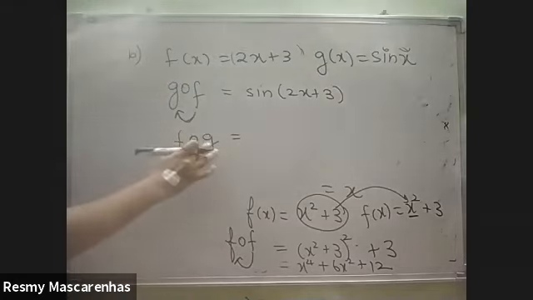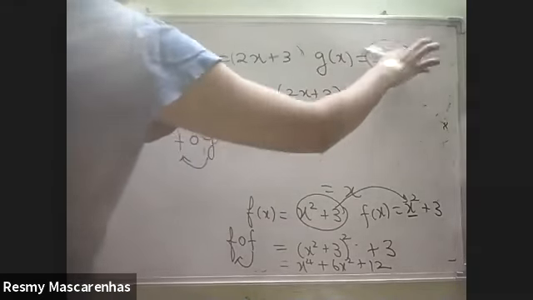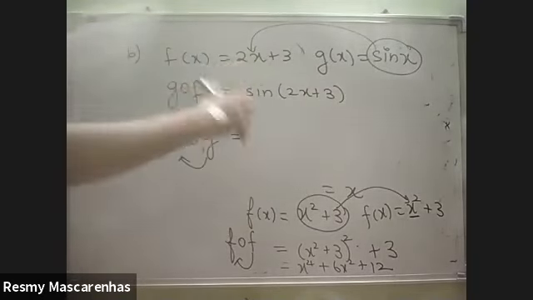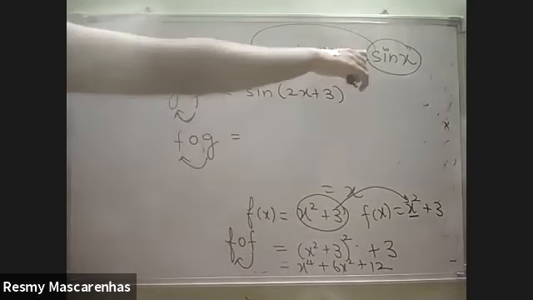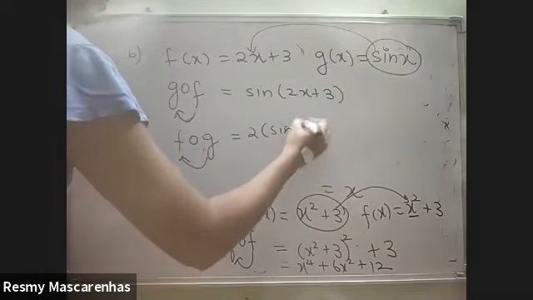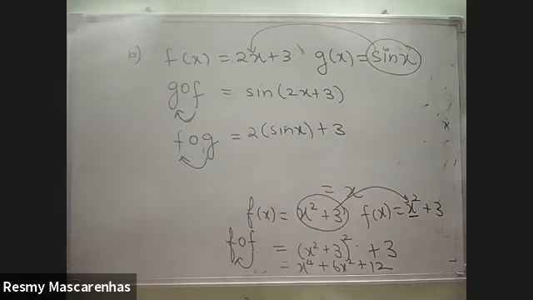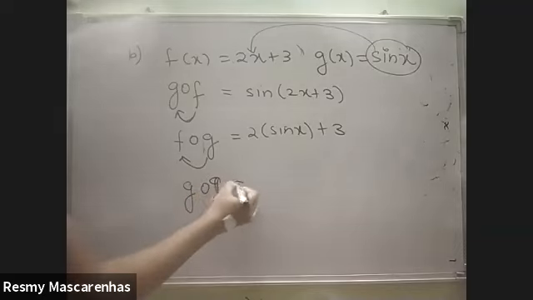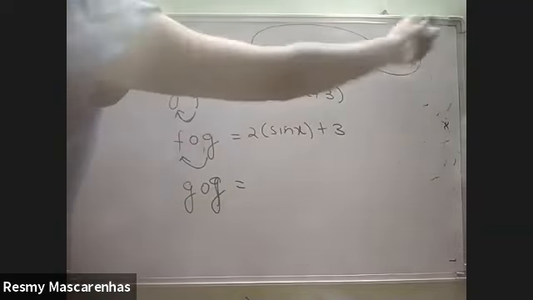Okay. Second one, the whole G will come in wherever there is X in F. G you have to substitute in F wherever there is X, replace it by that. So instead of X, what will come? Sine X. So this is your answer. Same way, find FOF and GOG. GOG, G you have to substitute in G only.